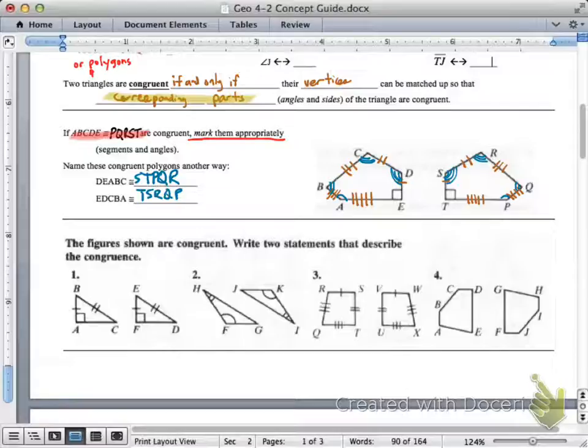So look at these guys down here in the bottom. 1, 2, 3, 4. Go ahead and try it. Pause the video and see if you can name these.